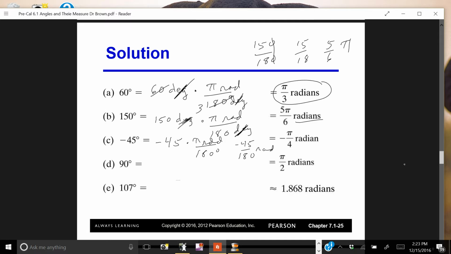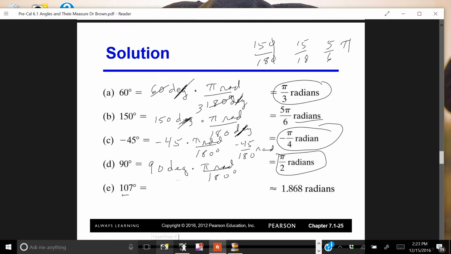And that equals minus pi over 4. 45 goes into 180 four times. 90 degrees, we already know it's going to be pi over 2 radians, but let's show how we get it. 90 degrees times pi radians per 180 degrees. 90 goes into 180 two times, and we get pi over 2 radians.